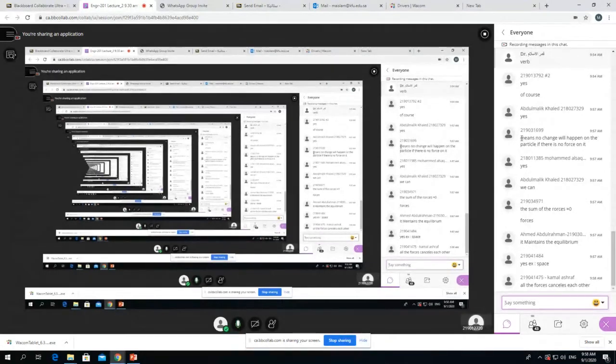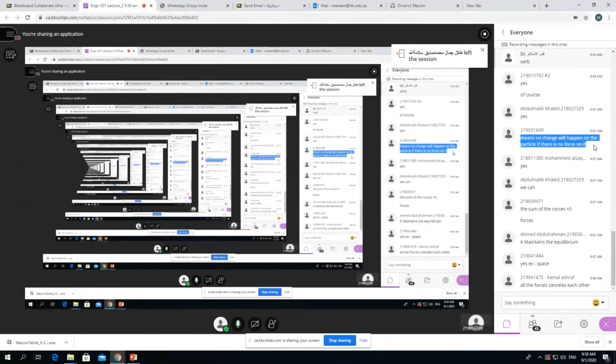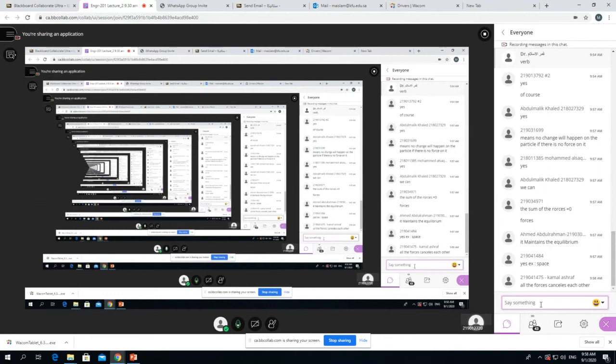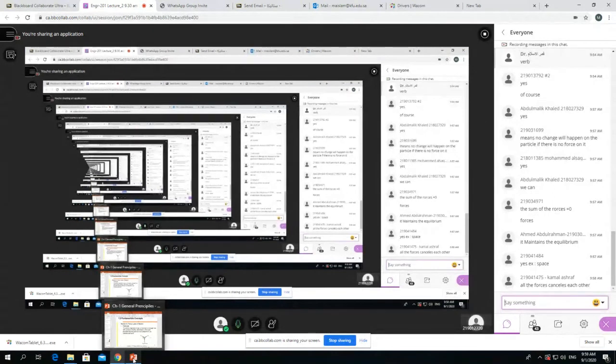Yes, someone said no change will happen to the particle if there is no force on it. Something will remain at its rest position. Newton said if there is no external force, it will remain forever in the same position, or if something is moving, it will keep moving at a constant velocity if no force is applied. This seems like a very simple law of motion, but it's very significant and important. Without this, we cannot learn anything in statics.